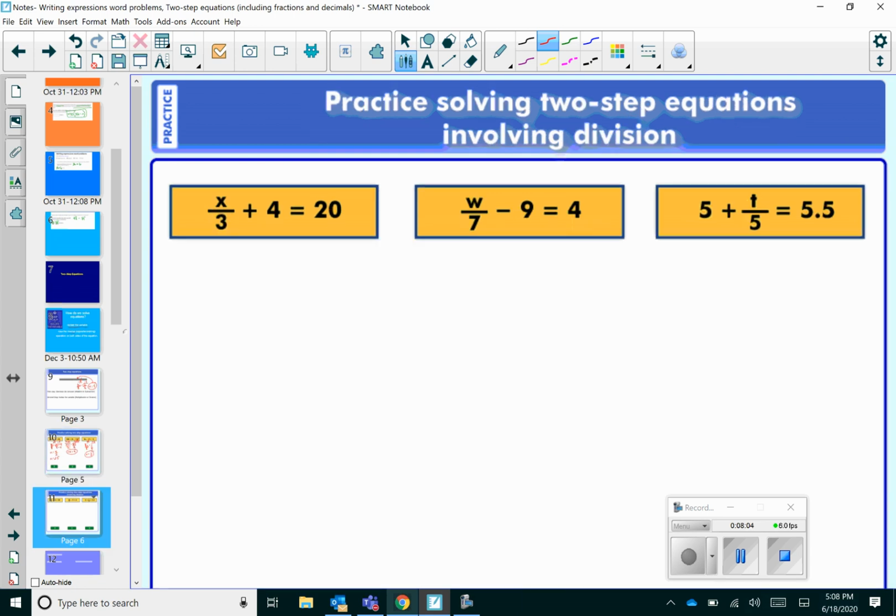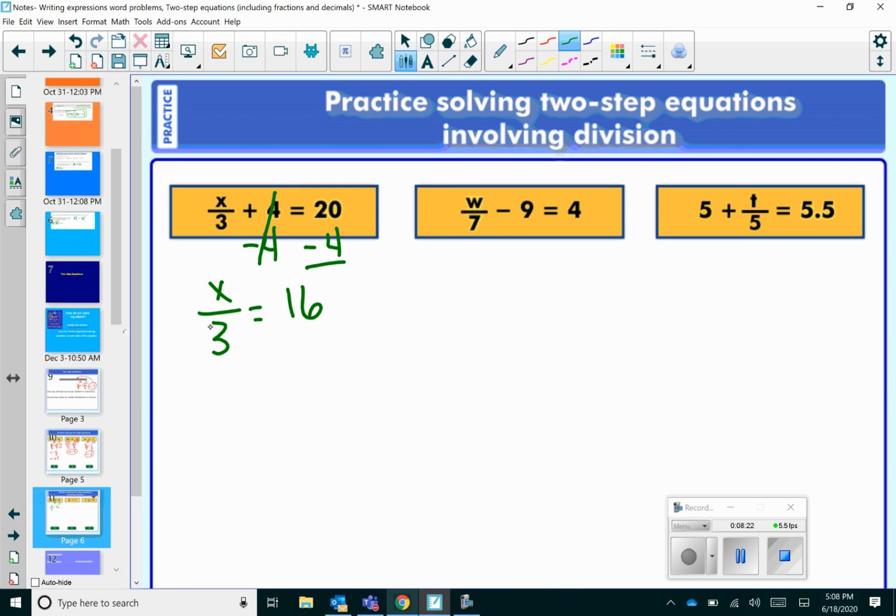Okay, let's move on to a couple of other problems. Same concept, you want to eliminate your constant first. So the first thing I'm going to do here, since it's plus 4, we're going to subtract 4. So that leaves me with x over 3 equals 20 minus 4 is 16.